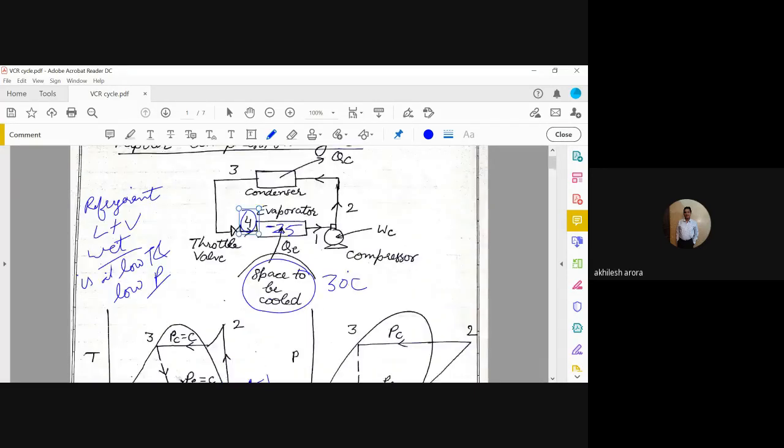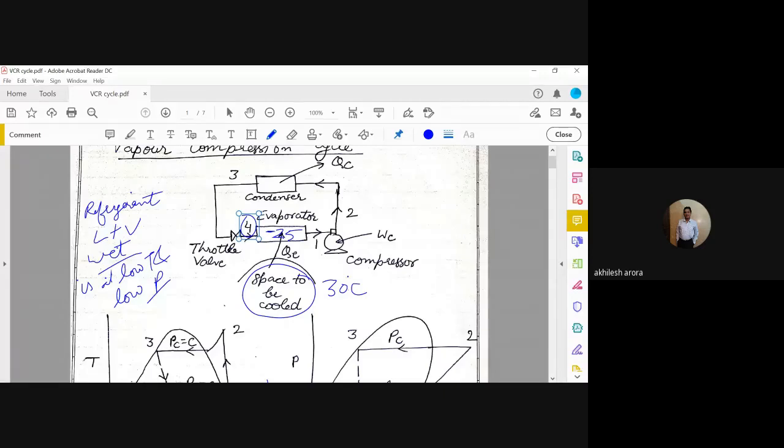Now consider a situation. You have ample quantity of refrigerant available, and it is entering the evaporator at state point 4 and leaving at state point 1. If it is not harming the environment, then we can have a single evaporator where the refrigerant enters from one side and the dry saturated vapor leaves at state point 1, and we throw this into the atmosphere. That can happen if we have the refrigerant available at very low cost and in ample quantity. But that is not the situation.